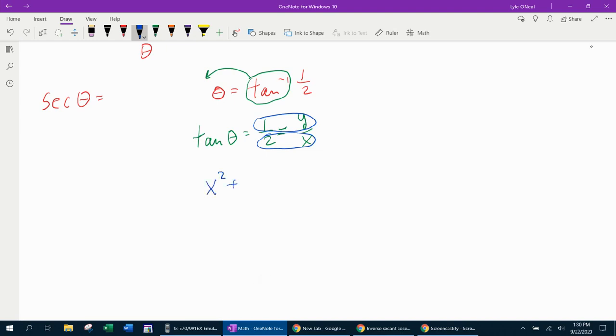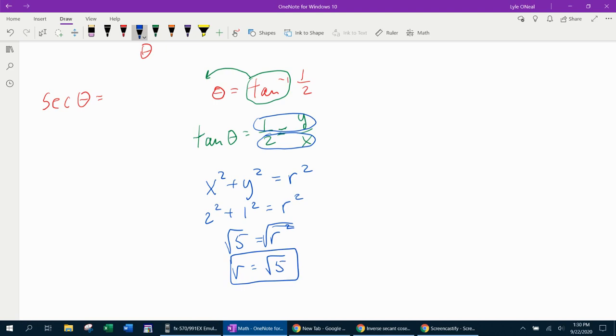So x squared plus y squared equals r squared. Substituting, 2 squared plus 1 squared equals r squared. That's going to be 4 plus 1, which is 5. And then r, if I take the square root of both sides, r is going to be the square root of 5.